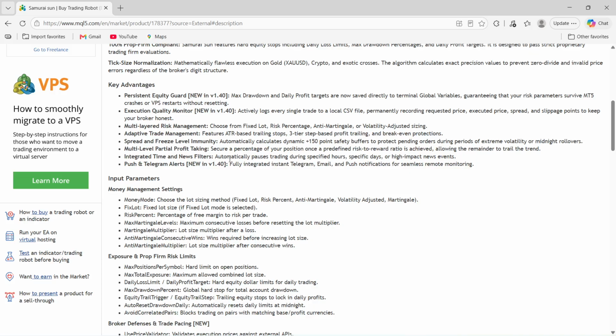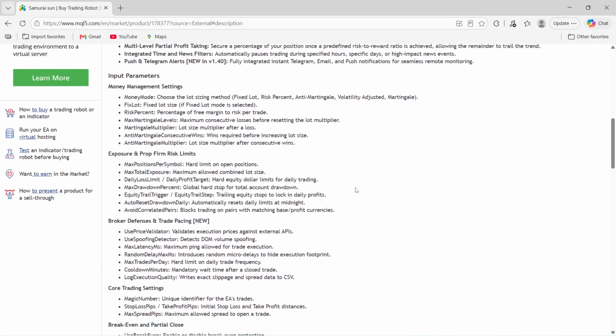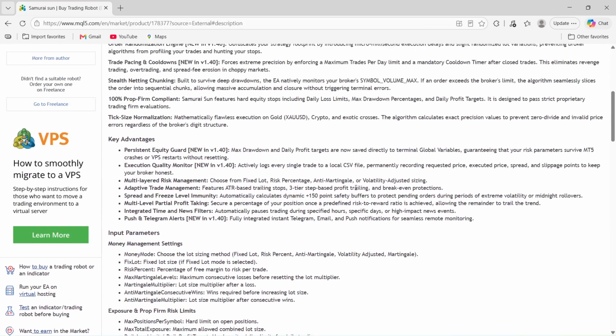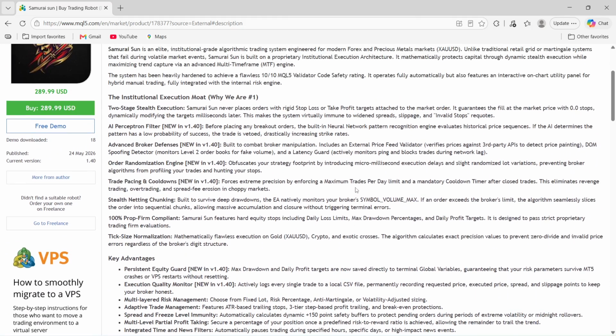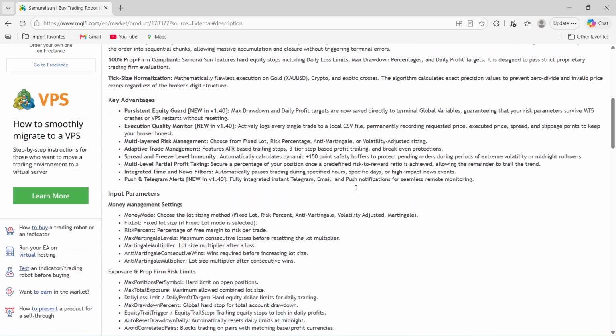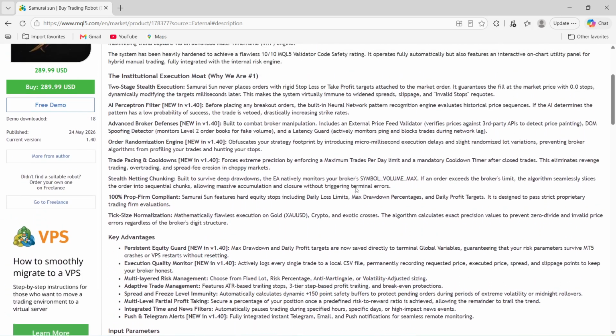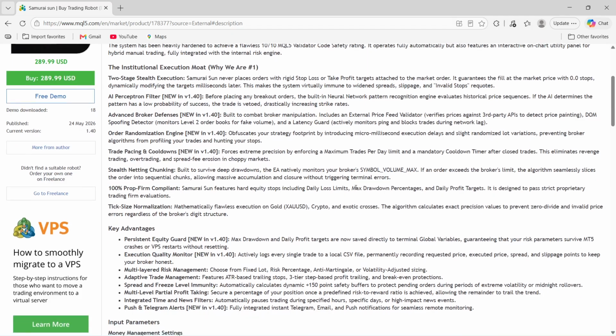Integrated time and news filters. These are quite self-explanatory. It automatically pauses trading during specified hours, specific days, or high impact news events. And then you have the push and Telegram alerts, which are fully integrated instant Telegram, email, and push notifications for seamless remote monitoring. Right, so it's quite clear the developers put in different layers of account protection or risk management for use in this EA.